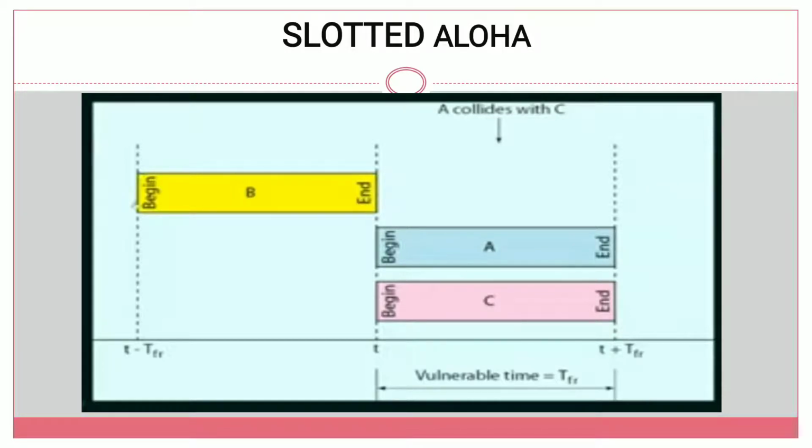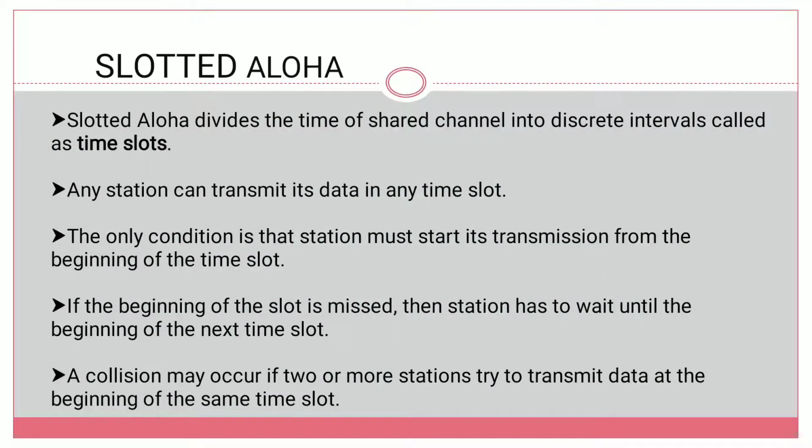In the next time slot, both A and C start transmitting the data. When two stations start transmitting frames in the same time slot, both will collide with each other. So from this diagram we observe that A collides with C, but B is freely transmitted. There is no collision because no other station transmitted data in the same time slot. Here the vulnerable time is equal to the frame time. Whatever the frame length time is, the same time is considered as the vulnerable time. So that is the concept of slotted Aloha.